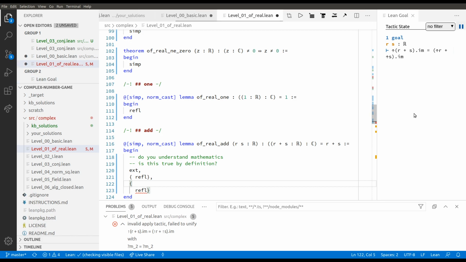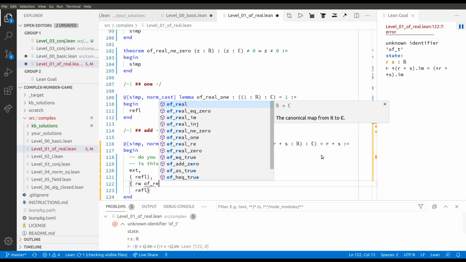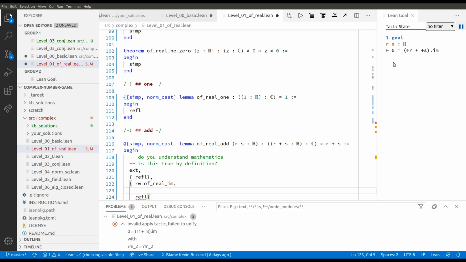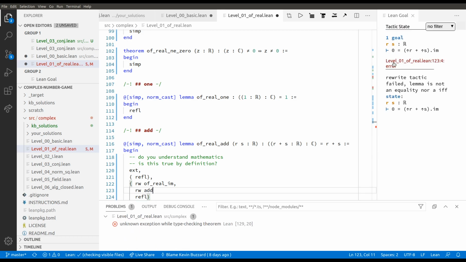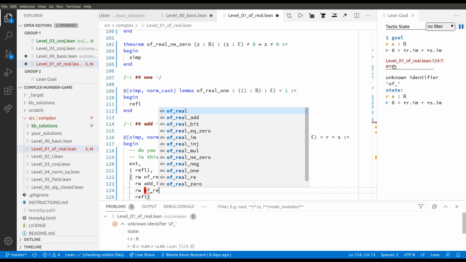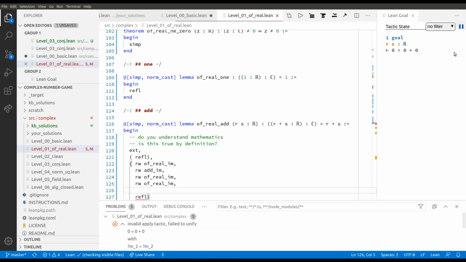Let's take apart what this says, because we can see the invisible maps, and we can see all the maps involved. Now let's unfold them. Let's rewrite. We can rewrite of real in there. So that's unfolded something, and we can rewrite add in there, and then rewrite of real in again. We'll probably have to do that twice. There we go. Now we can see what the goal is, and you see it's not true by definition.